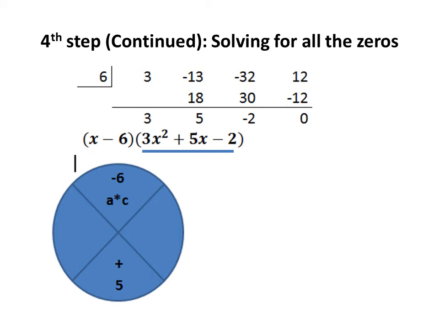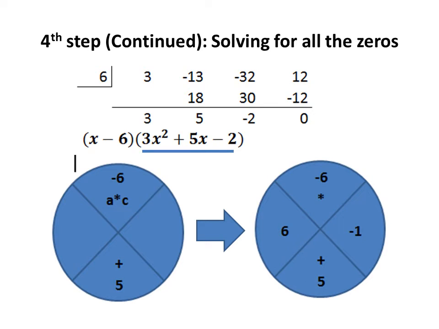So I have to find two numbers that multiply to a times c, and a is a 3 and c is a negative 2, so that gives me a negative 6, and adds to my b value, which is 5. And I'm going to find a 6 and a negative 1. Make sure that you don't see that it's a 3 and a 2. Those two won't work. They would add to a 5, but they would never be able to multiply to a negative 6. So I need a 6 and a negative 1 here.